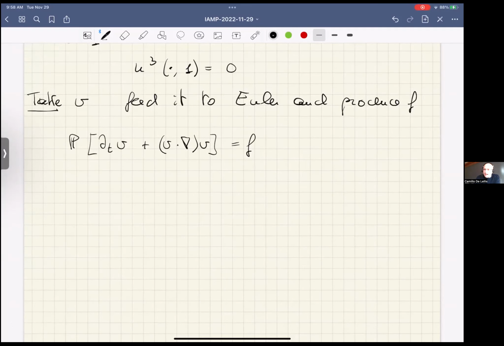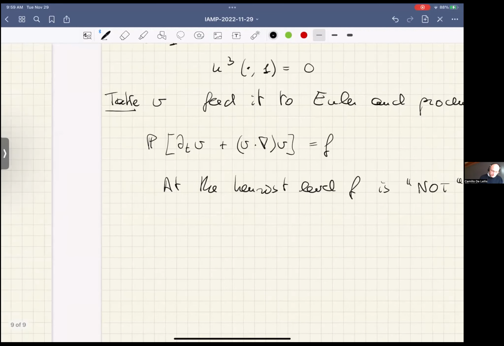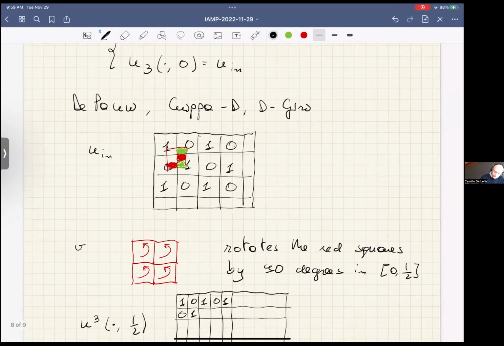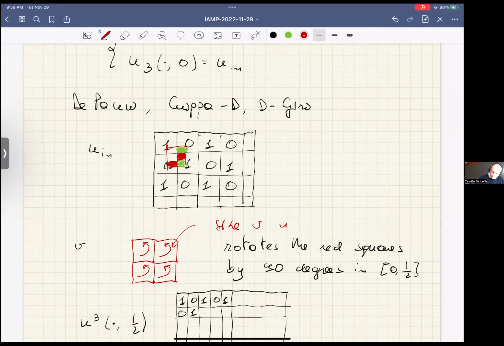Well, if I do this, I actually get, of course, a force which is quite irregular, right? Because my vector field V is jumping. But anyway, at the heuristic level, F is not big. The reason why it's not big is because when you're making your checkerboard smaller and smaller, the size of the vector field V is proportional to the side of the checkerboard.